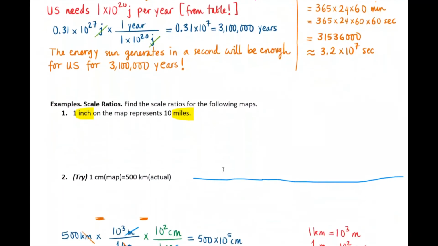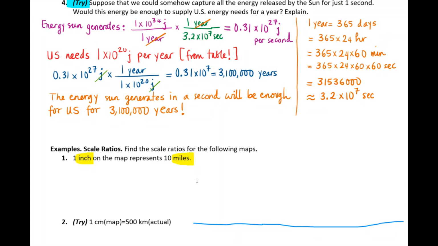Now, the next part is how you do the scale ratios. Folks, scale ratios are really simple. If you want to write the scale ratio, you just have to put the same unit in there. For example, here I have 10 miles. I have to convert this into inches because I have 1 inch on the map. So 1 mile is 5,280 feet.